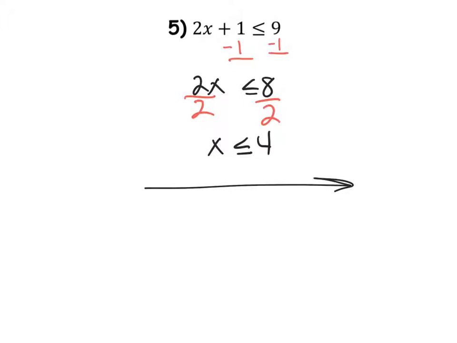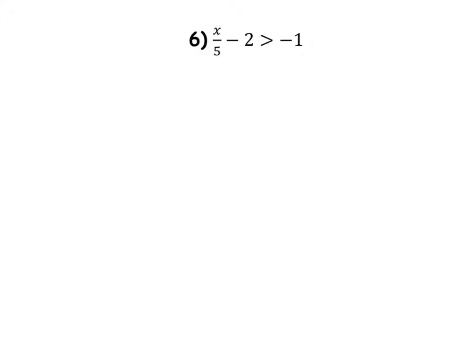So, make your 0 and make your 4. Open or closed circle? Open. I mean closed, sorry. Less than, left, less than left. Okay? All right. We good? Moving on.